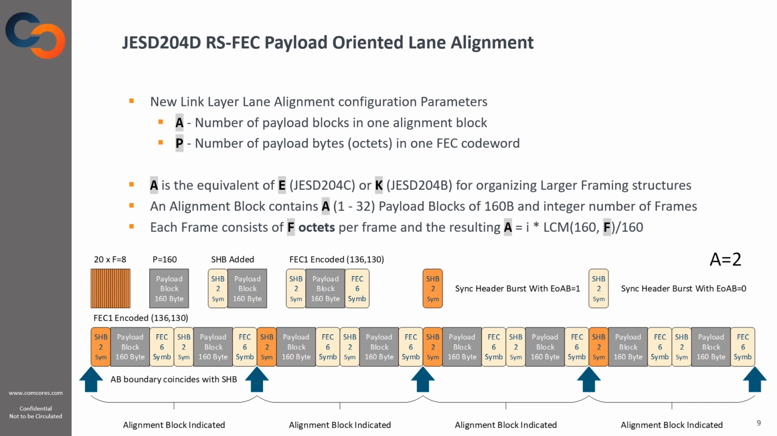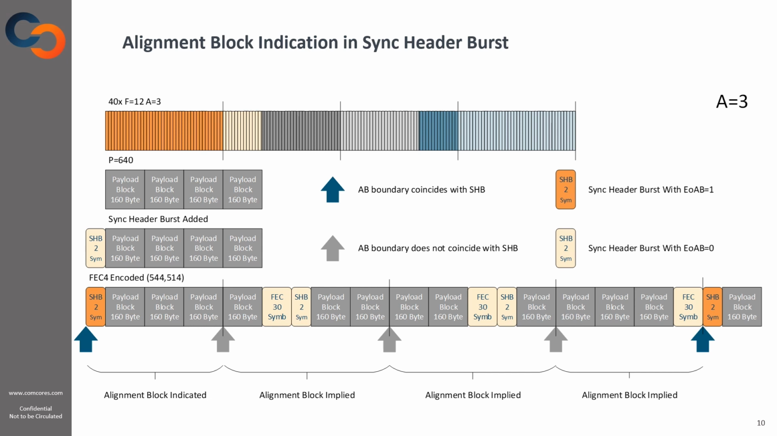And now let's move to a little bit more difficult one. It will not always be the case that the alignment block boundary coincides with a sync header burst. In this example, we set F to 12, meaning our frame consists of 12 octets, and frames no longer nicely align with each FEC code word payload. In this example, the FEC code word payload consists of 4 payload blocks, and we set our alignment block to contain 3 payload blocks.